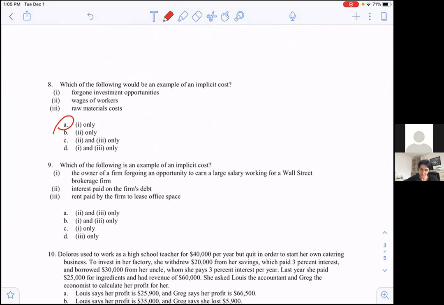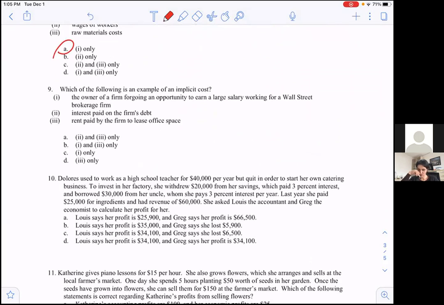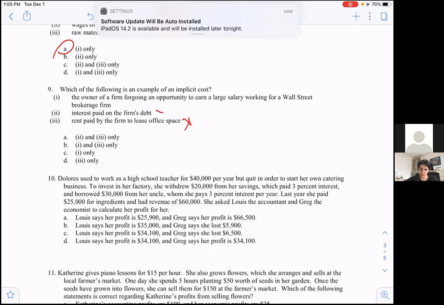Which of the following is an example of an implicit cost? The owner of a firm foregoing an opportunity to earn a large salary working for a Wall Street brokerage firm, yes. Interest paid on a firm's debt, okay, and rent paid by the firm to lease office space. No, this is a firm's debt interest, so this is an explicit cost again. This is the first one.